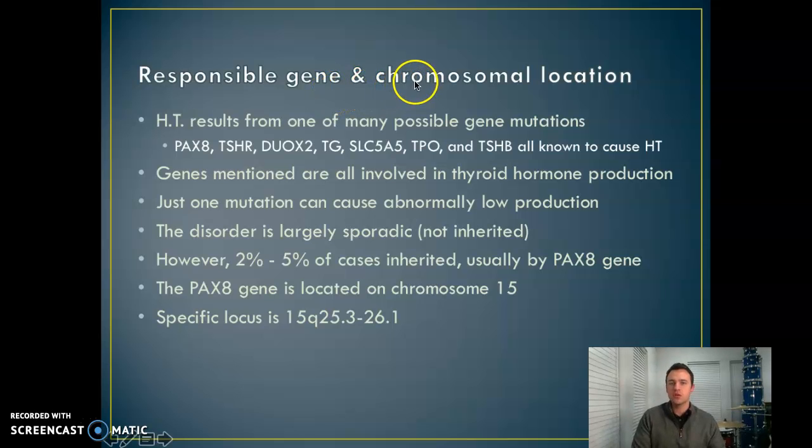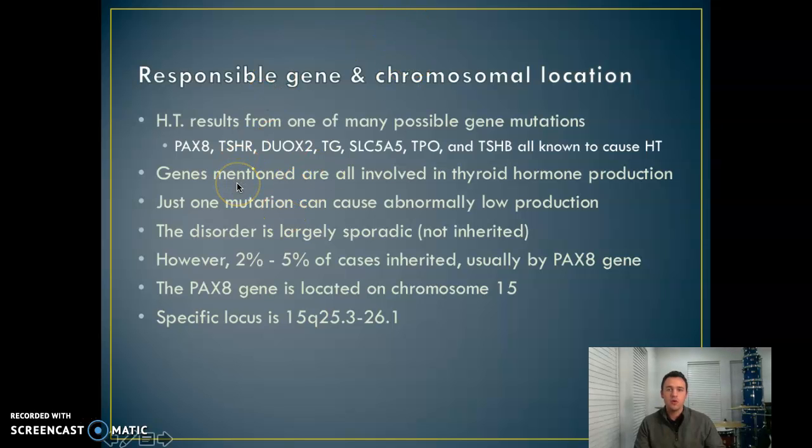So, the responsible gene and chromosomal location. Hypothyroidism results from one of many possible gene mutations. So, here's a list of all the genes known to be associated with thyroid production. And it just takes one mutation in any one of these genes to cause that hypothyroidism disorder.